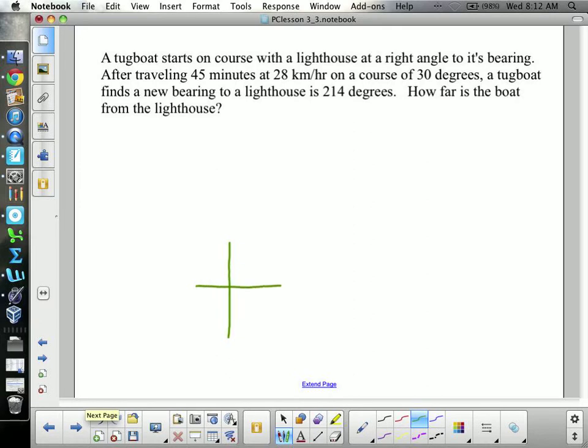Here's my starting point. Tugboat starts here, is on a bearing of 30 degrees, and sights a lighthouse at 90 degrees, at a right angle to its bearing. Okay? So this is 30 degrees and this is 60 degrees. There's a lighthouse over here somewhere. I don't know where it is, how far it is, but it's over there somewhere at that angle. Okay?